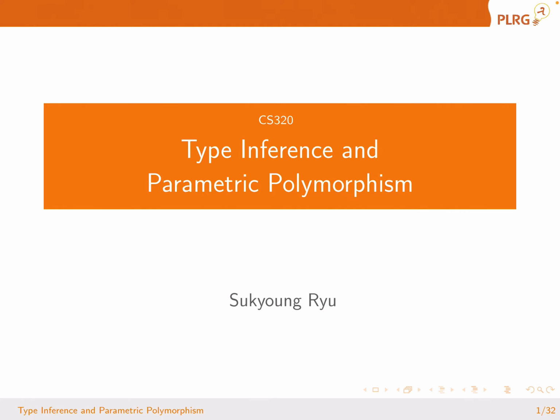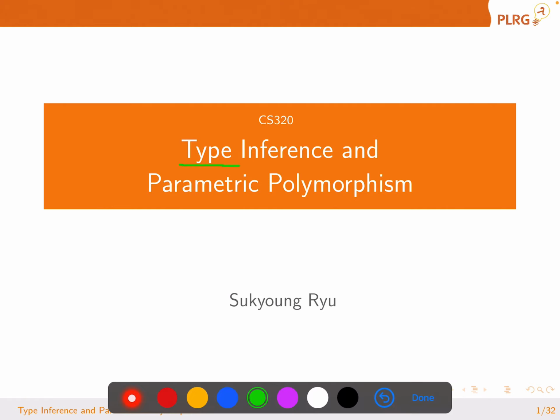Hi everyone. Today's topic is type inference and parametric polymorphism. The first part of today's lecture is going to talk about type inference. We're going to continue the lecture we learned last time about type inference, and we're going to implement that type inference part. The second part and the third part of today's lecture are going to talk about parametric polymorphism. Parametric polymorphism is really important, and we are going to learn parametric polymorphism in this lecture and subtype polymorphism in the next lecture.